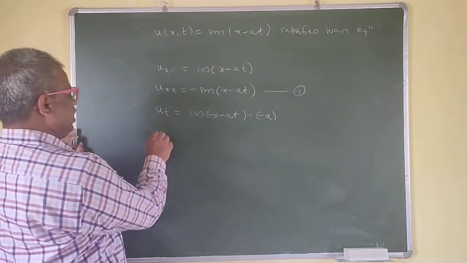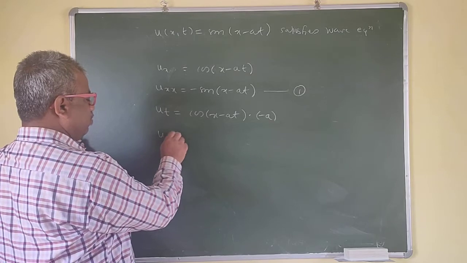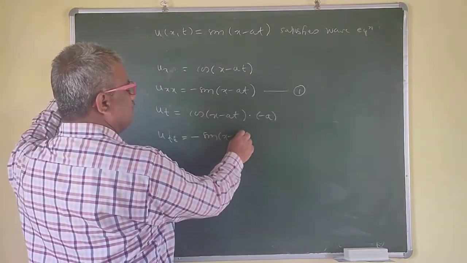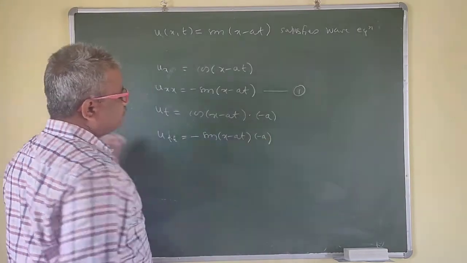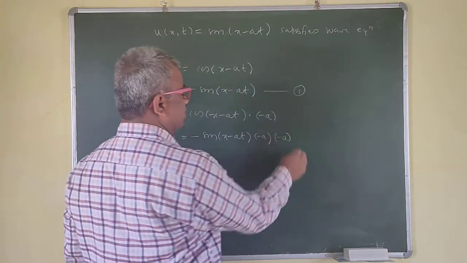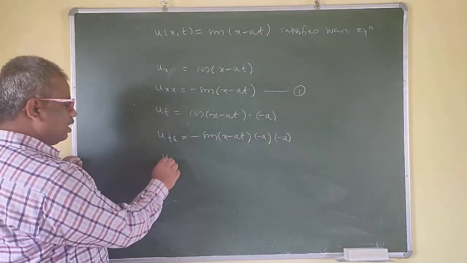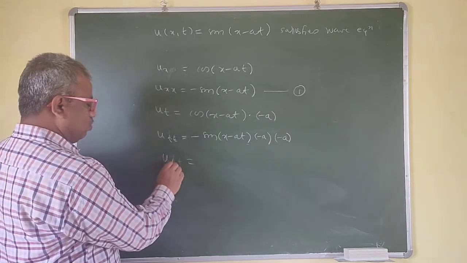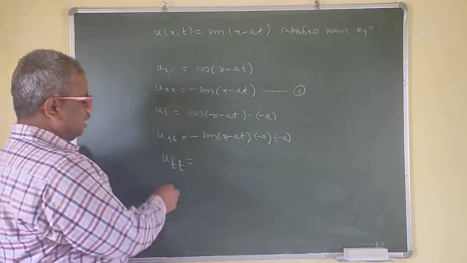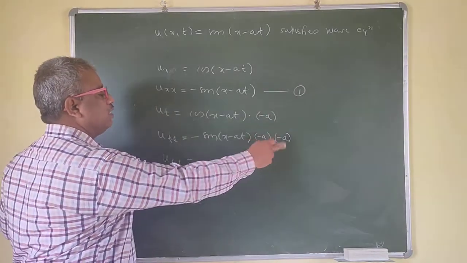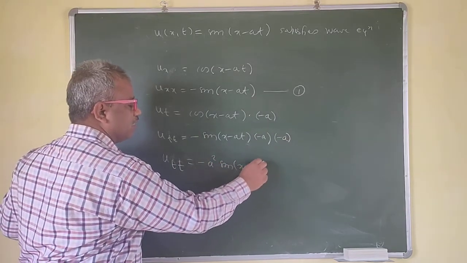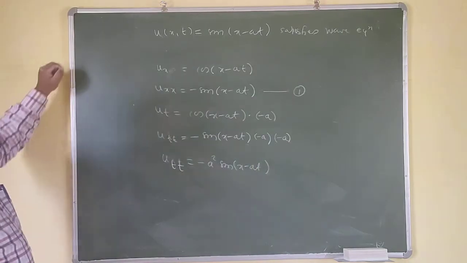Again u_tt, to differentiate cos, the derivative of cos is minus sine of (x minus at) into minus a. The derivative of x minus at is minus a, and your first minus a will be as it is, right? So what we get now, u_tt. You have to maintain the level of u_tt, it is a suffix. So minus times minus, so minus a square sine of (x minus at), right?